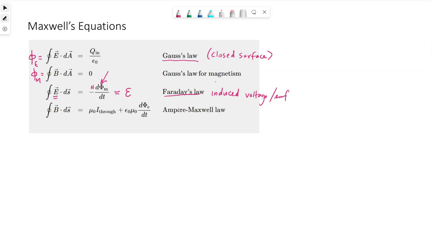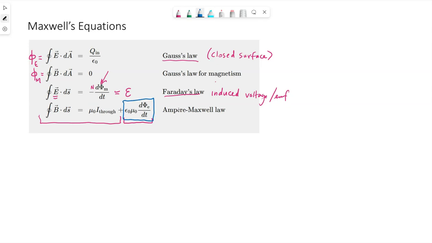Now the last equation is the one that's a little bit different. We saw Ampere's law as the line integral of the magnetic field along a path was equal to mu naught times the current flowing through that path. Turns out that's not complete. Maxwell determined that not only does a current create a magnetic field, but so does a changing electric flux.